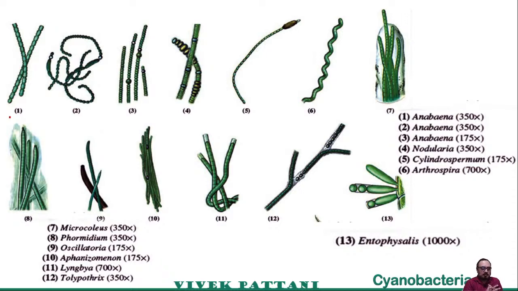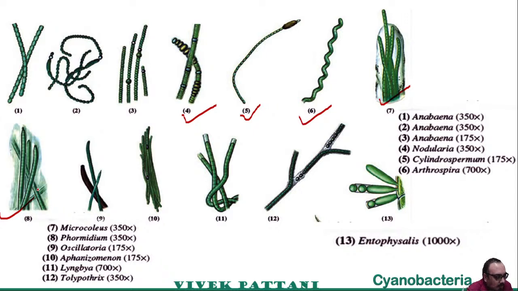The first, second, third is basically Anabaena. The fourth one is Nodularia. The fifth one is Cylindrospermum. The sixth one is Arthrospira. The seventh one is Microcoleus.